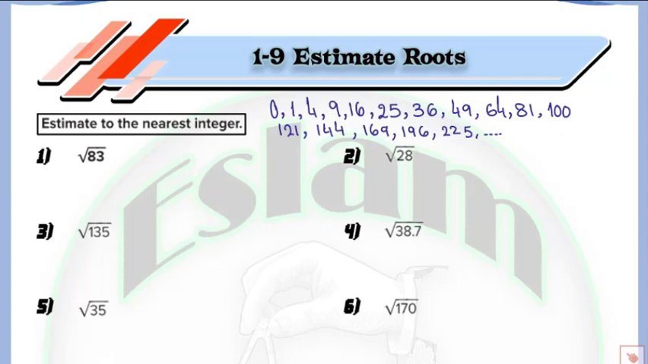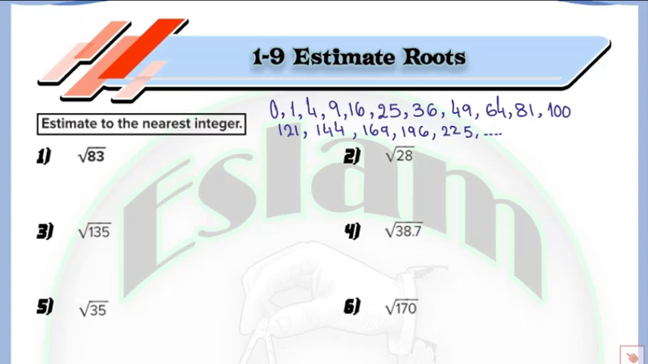For example, we can find the square root of 0, which is equal to 0, because 0 times 0 equals 0. The square root of 1 equals 1. The square root of 4 equals 2. The square root of 9 equals 3. The square root of 16 equals 4. The square root of 25 equals 5. But for a non-square number, the number that doesn't have a square root.